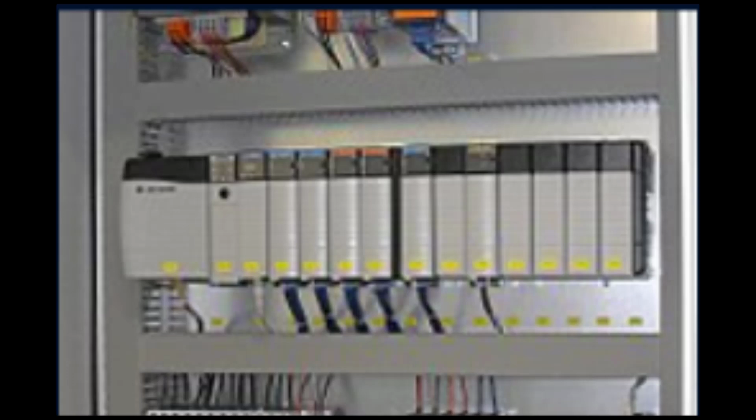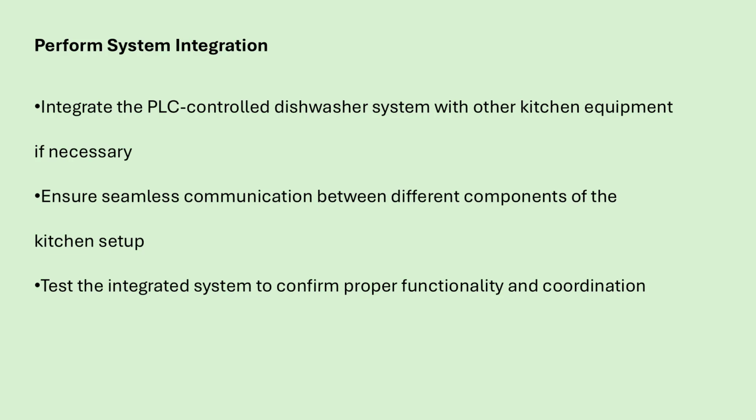Ensure communication. If there are other PLC-controlled devices in the kitchen, make sure they can communicate with each other. For instance, a central PLC might coordinate when to start the dishwasher cycle based on kitchen activity.